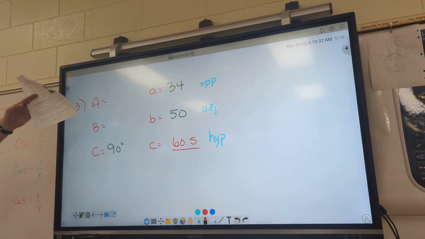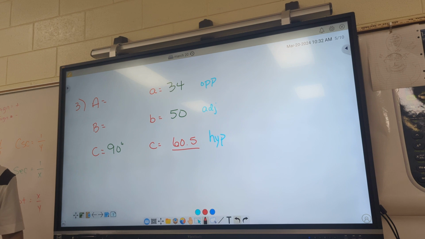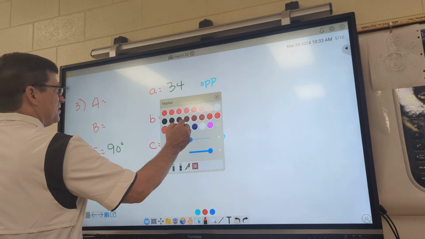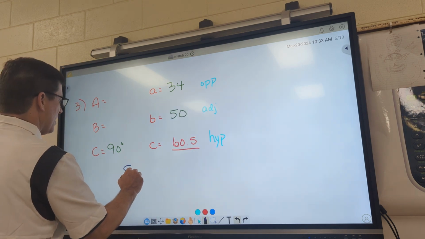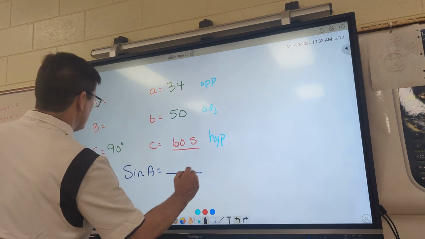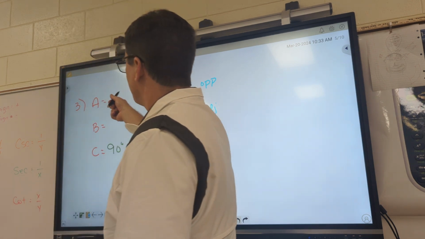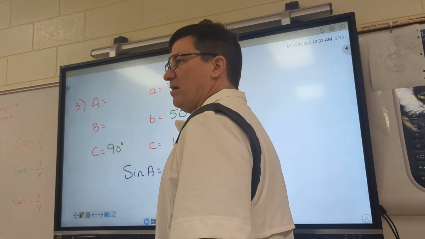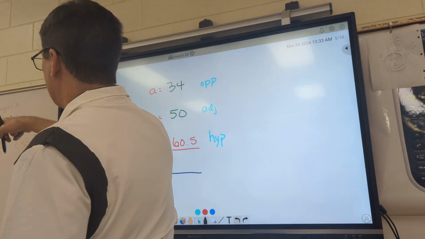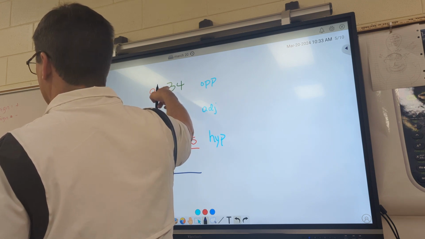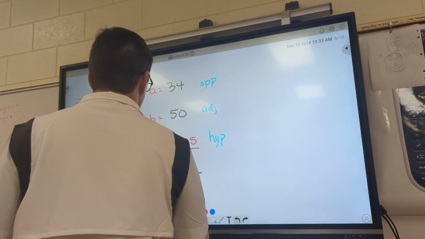It's the left column. You got to write degrees and minutes. On number one, there was a specific formula you had to use. Guys, you got all your sides right here. You can use any formula you want. So pick one. I'm going to pick sine. It doesn't matter. Sine of angle A equals, always use what A is. If there's no number there, just put capital A. Formula tells me, put opposite on top, so 34 goes on top, 60.5 on the bottom.